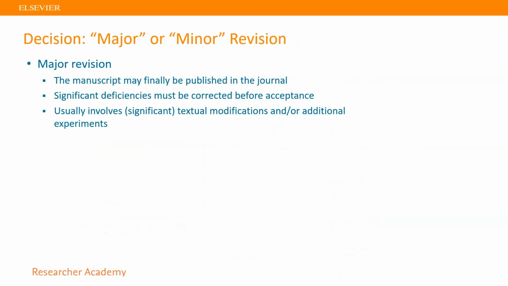Major revisions may finally get published in a journal, but they do have significant flaws currently in the paper that need to be corrected in order for the editors to actually make a decision to accept. Can be textual modifications, but most likely there are additional experiments or data that they wish to see more of that would require a major revision.